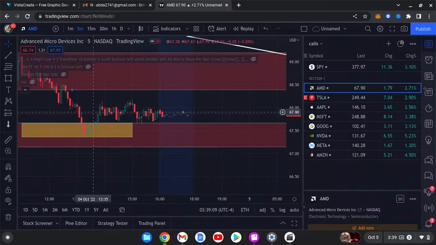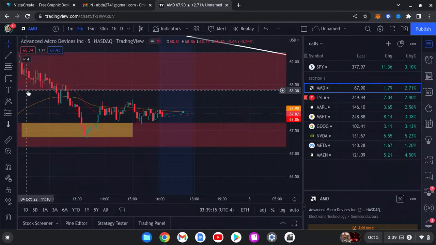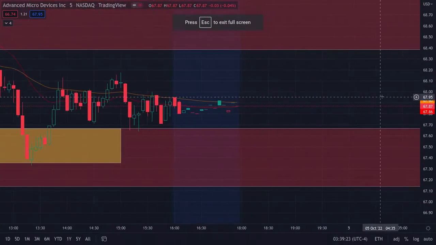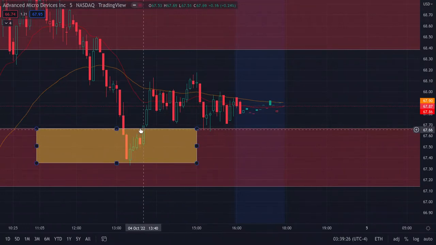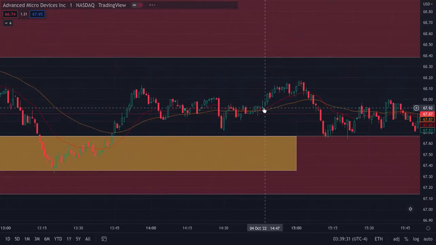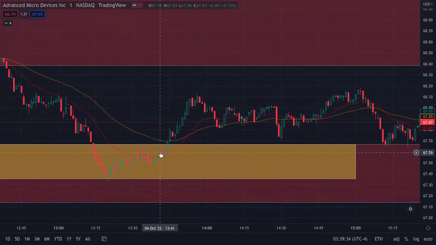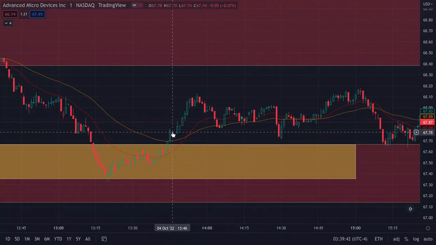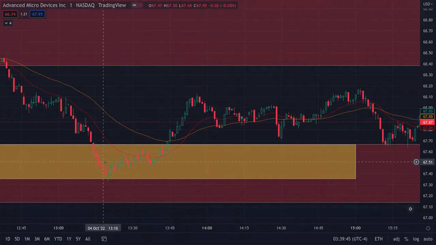I'll jump to my 5 minute and turn on my moving averages. I have my 20 and 50 moving averages. So when we look at this, my trade should have been around right here. We can even jump to the 1 minute. We can see there's some consolidation here, but my trade should have been around the 67.71 range when it started to break through this consolidation area or this demand zone.